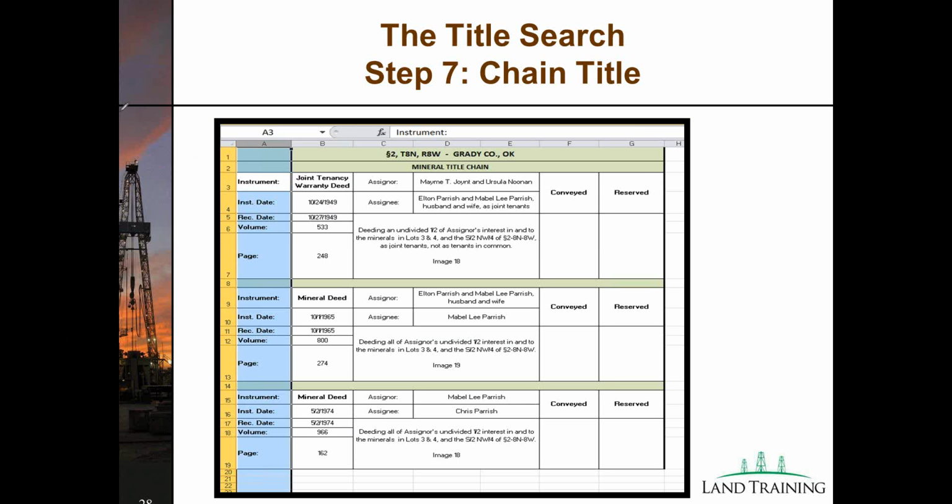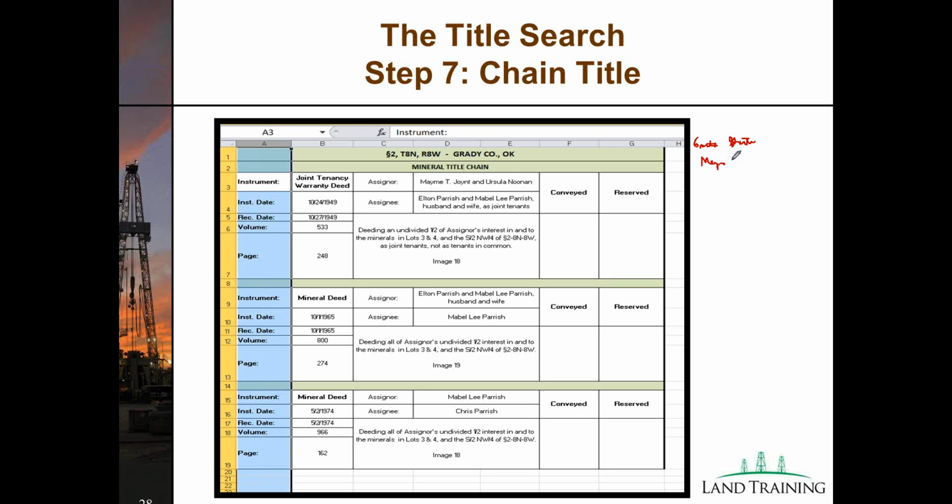Now what I usually do is, this person has used an Excel spreadsheet, and that's great. A lot of people use that. But what I usually do is I just have a legal pad, and on the legal pad I'm going to have a column for grantor, a column for grantee. Now the way I do it, I don't really have these columns. I just know, for example, in this case, it's going to be Mamie T. Joint and Ursula Noonan. I'm going to write both of those names down.